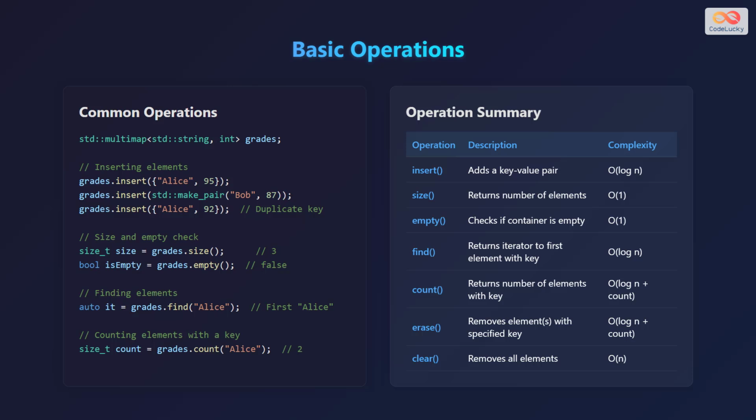To find an element with a specific key, use the find function. For example, auto it = grades.find("Alice"). This will return an iterator to the first element with the key Alice. If the key is not found, the iterator will point to grades.end(). To count the number of elements with a particular key, use the count function. For example, size_t count = grades.count("Alice") will return 2, because there are 2 entries with the key Alice.